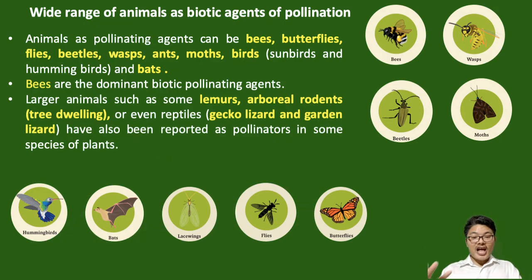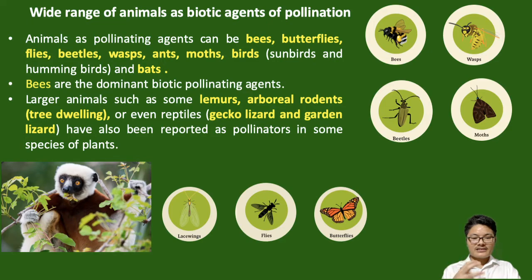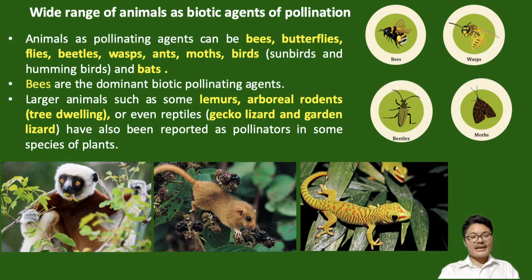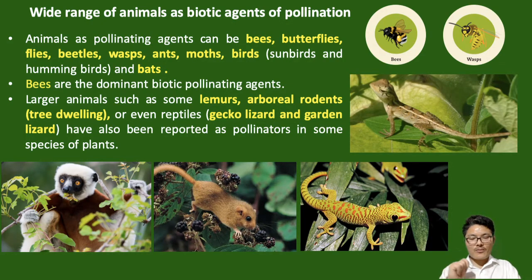We also have large animals which help in pollination. For example, lemurs, as they interact with the tree and have fur, hair on their body, help in pollination. We also have arboreal rodents, rat families, which also help in pollination. Arboreal here refers to tree dwelling. We also have reptiles like gecko lizards, and even garden lizards, which help in pollination of flowers. So these are some examples of animals as pollinators.